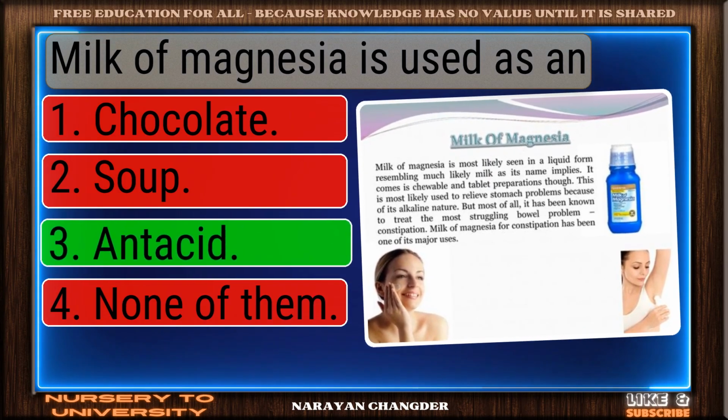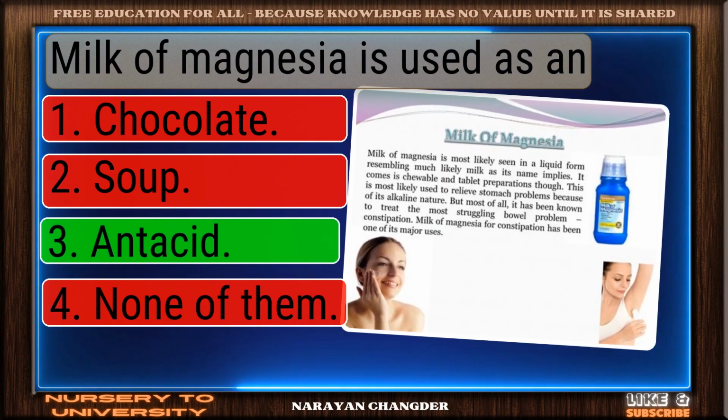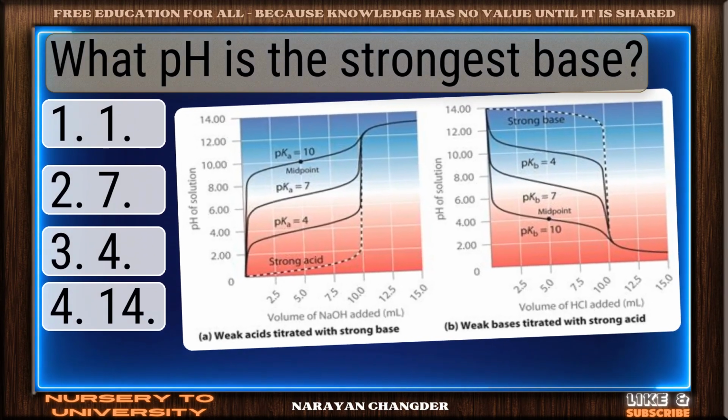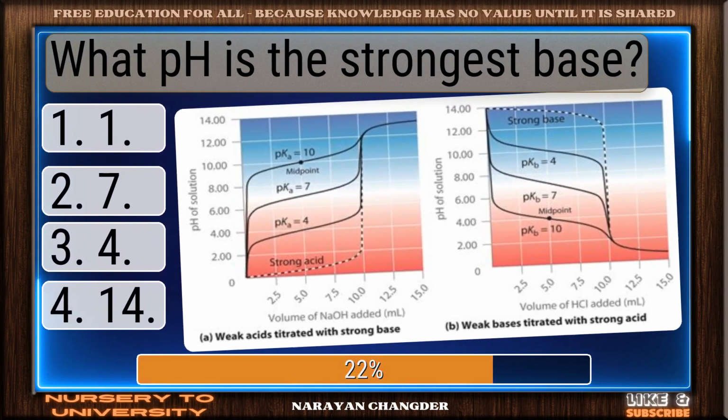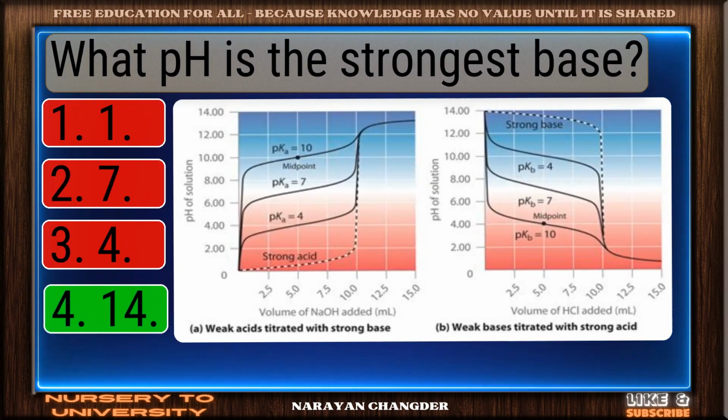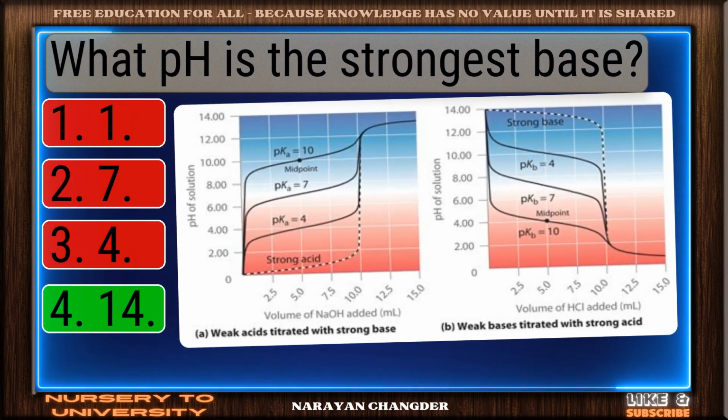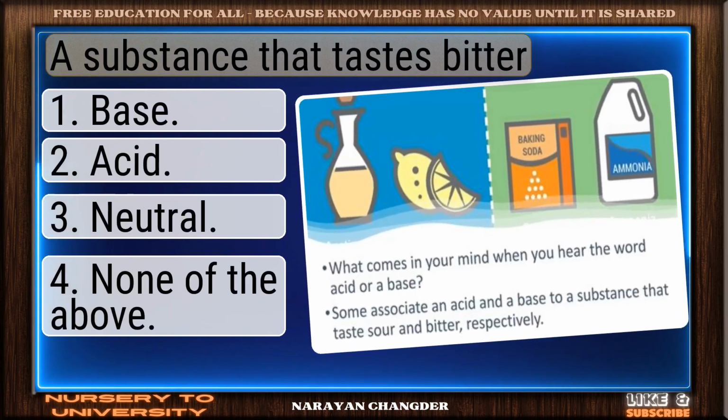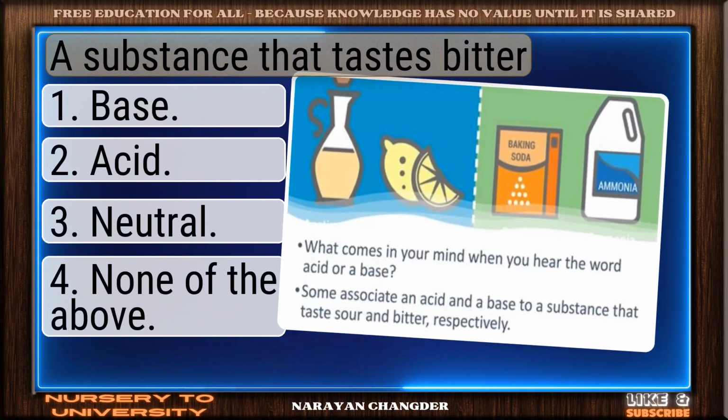Correct. Antacid is the right answer. Question number 155. What pH is the strongest base? Valid point. 14 is true. Question number 156. A substance that tastes bitter.